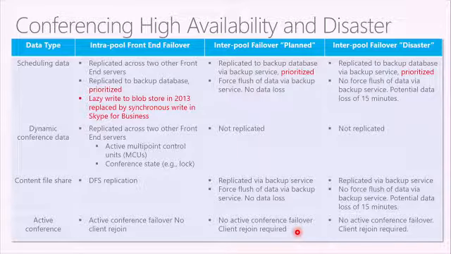Between pools, however, when I do the failover, there is no active conference failover at that point. And as mentioned before, it's because we have to declare a disaster. We have to make sure that we invoke failover. And then after that, the conference will be ready to go. But the users will have to go back to the meeting invite and click the join link so that they can rejoin that particular conference.